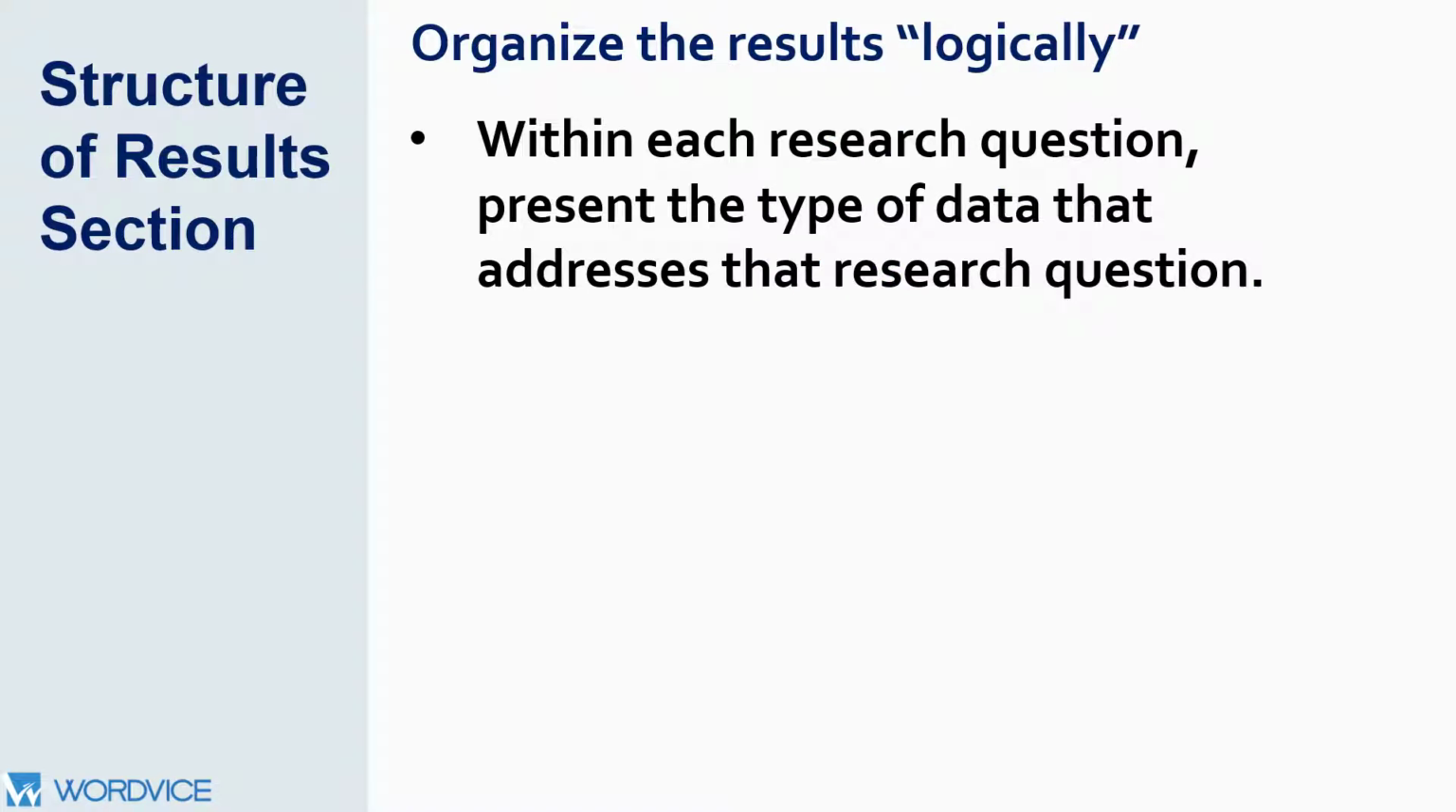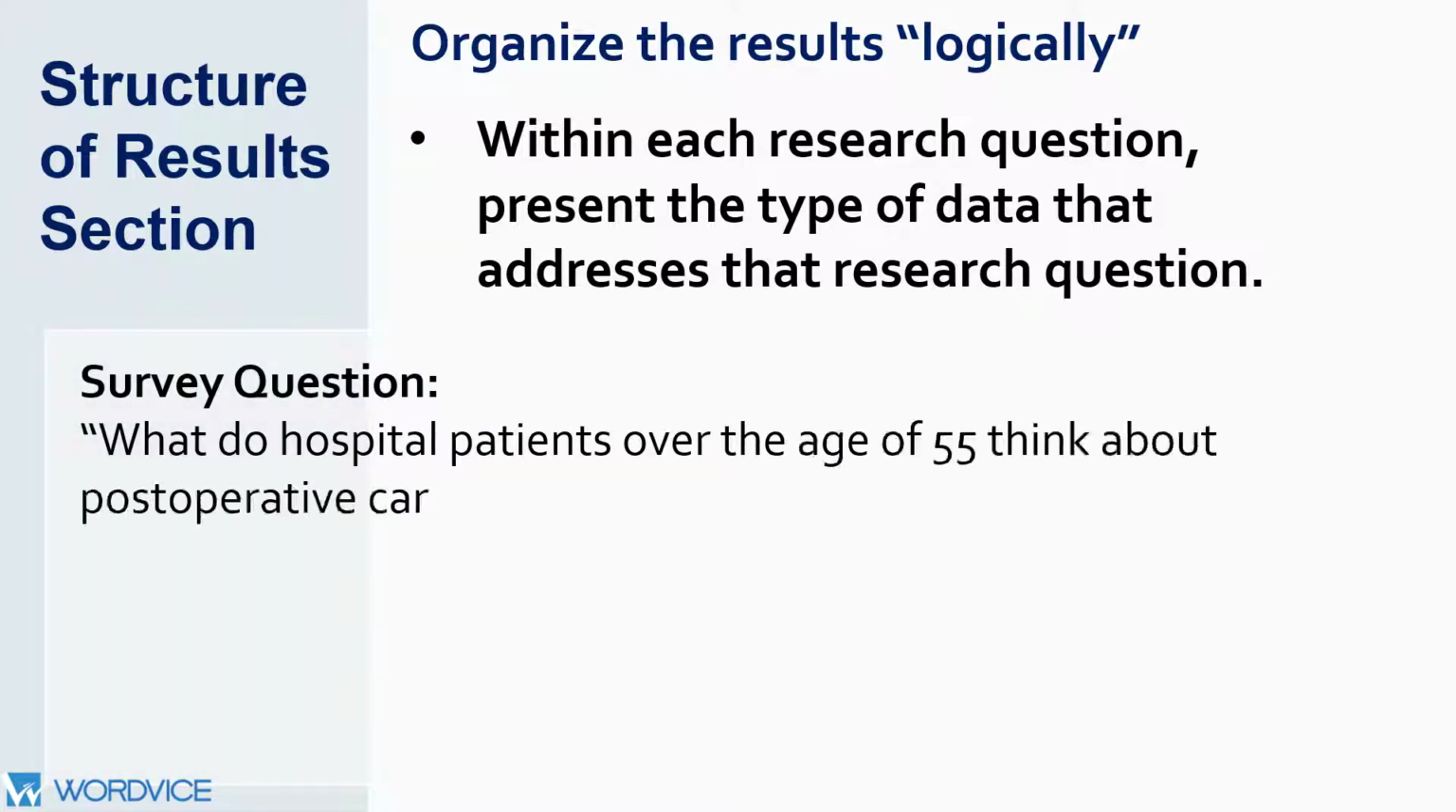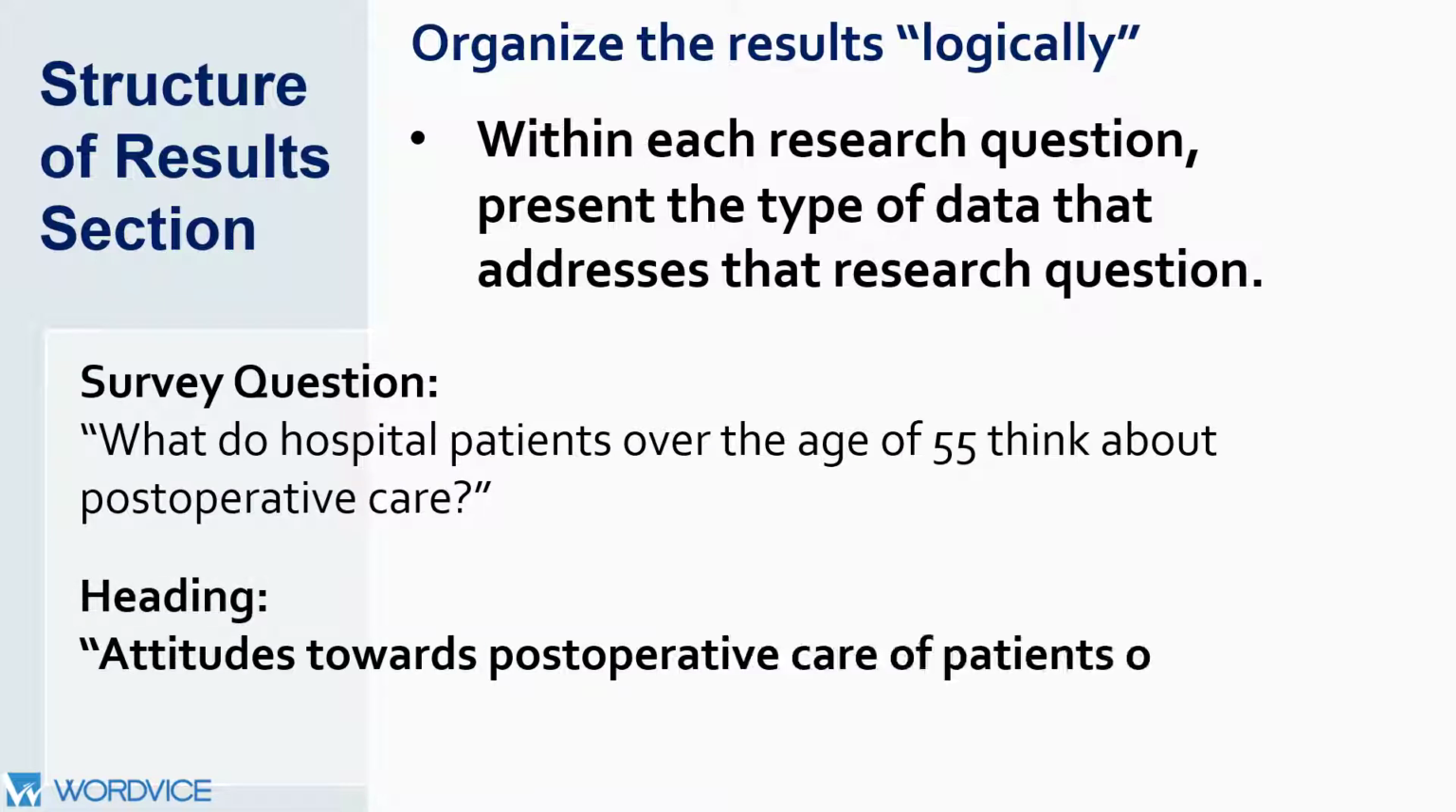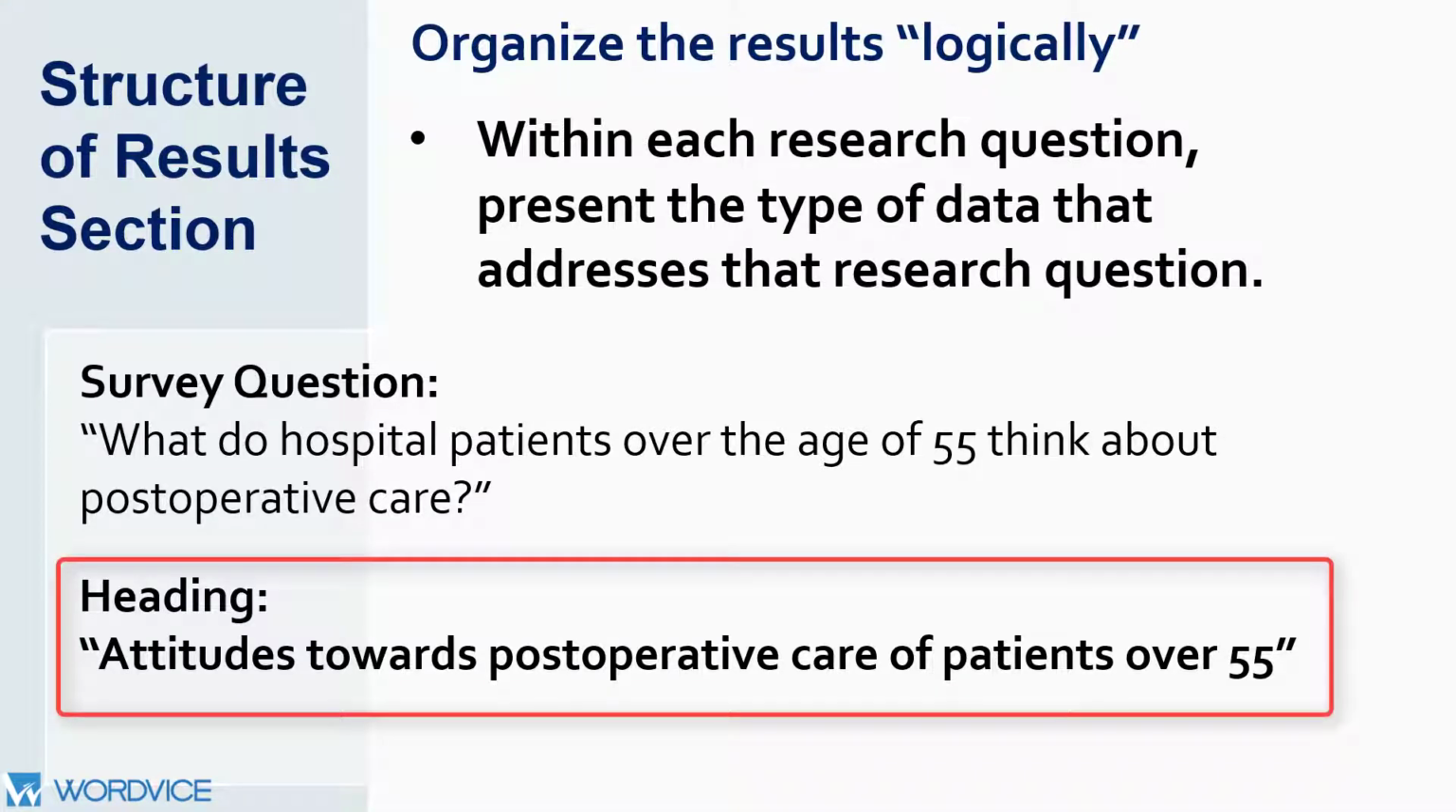One logical and clear method of organizing the results is to provide them alongside the research questions. Present the type of data that addresses the research question. For instance, your research question is based upon a survey. What do hospital patients over the age of 55 think about post-operative care? This can actually be represented as a heading within your paper, though it might be presented as a statement rather than a question. Attitudes towards post-operative care in patients over the age of 55.